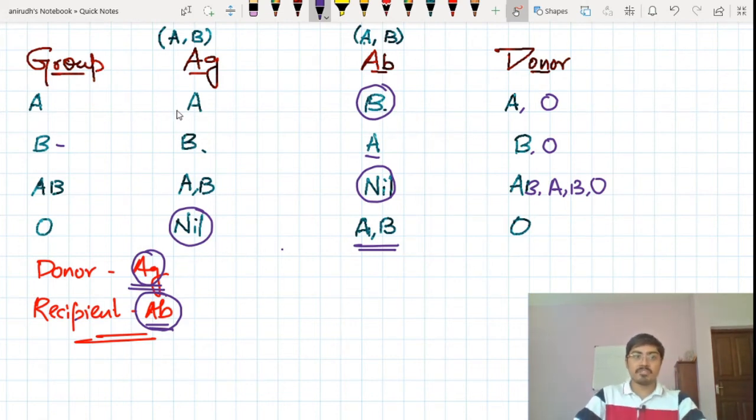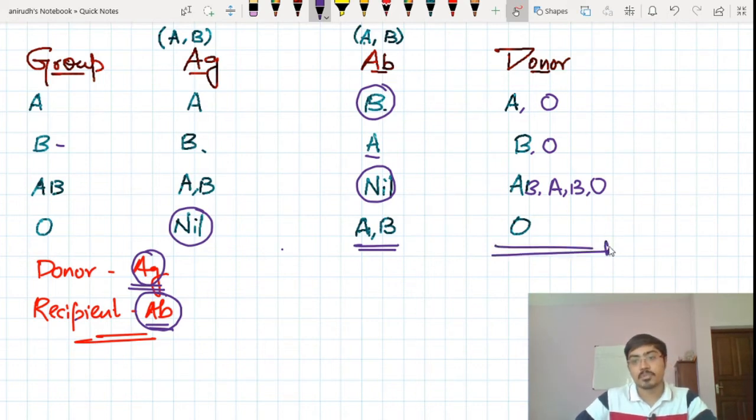If you give A blood group here, this A will react with A. If you give B, then this B will react with the B. And if you give AB, both of them will react, so it is not possible. So that is why the only possibility here is O blood group. So this is the basic idea that you're supposed to have.